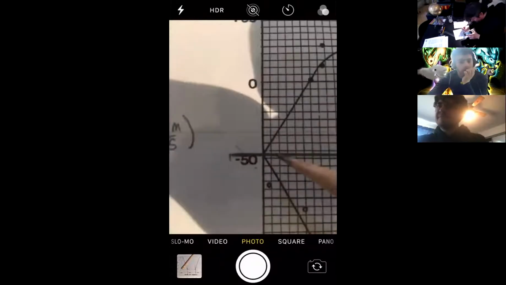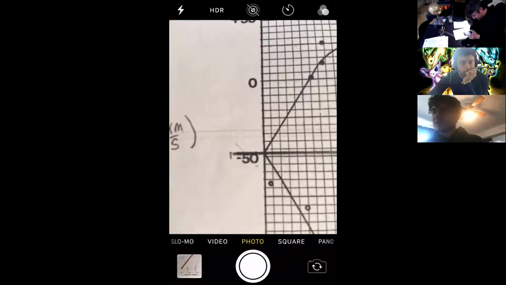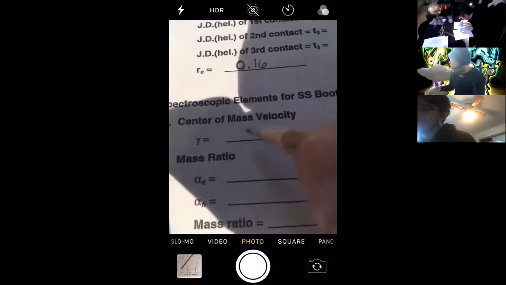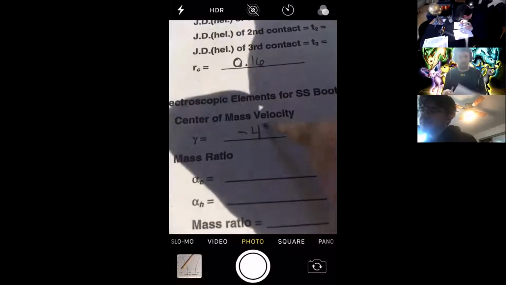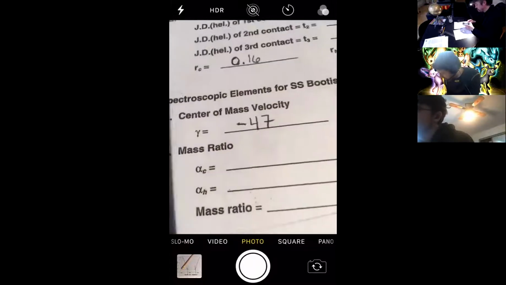So then Riker or Morgan, what would you estimate this center of mass velocity line to be at? About 47. Negative 47. I like that. Let's go with that. Good job.